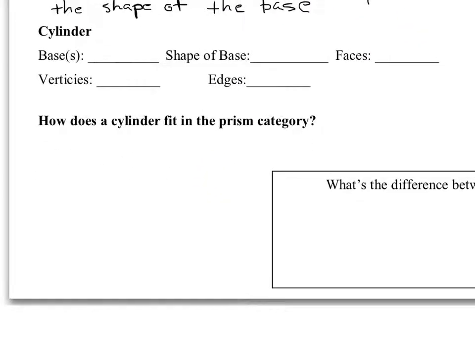All right, now we've got 2 other shapes over here that we're going to talk about. The first is a cylinder. A cylinder is like a can. I've got 2 circles, and I can connect them. Like a can of soda, a can of soup, can of tuna, whatever. And we see that this shape has how many bases? 2. And the shapes of those bases are circles.